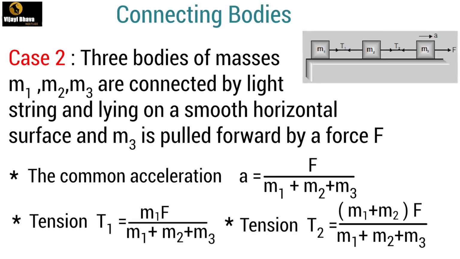Let us look into another case. If three blocks of masses m1, m2 and m3 are connected by light string and lying on a smooth horizontal surface, and m3 is pulled forward by a force F, the common acceleration A is given by F by (m1 plus m2 plus m3). Tension T1 becomes m1F by (m1 plus m2 plus m3). Tension T2 becomes (m1 plus m2) into F by (m1 plus m2 plus m3).